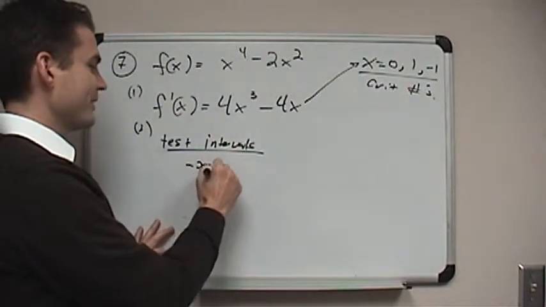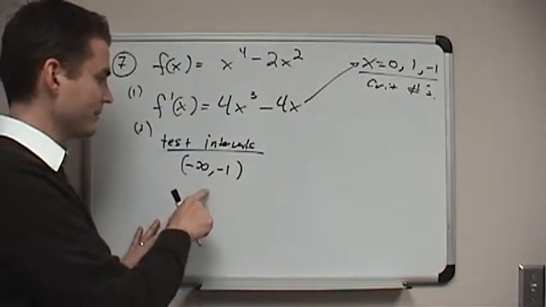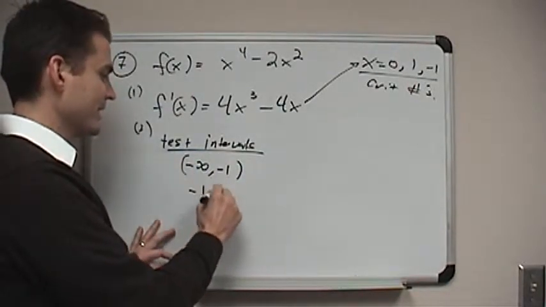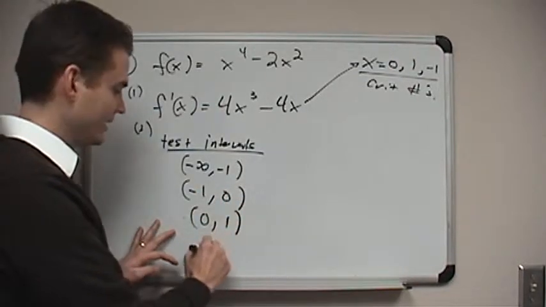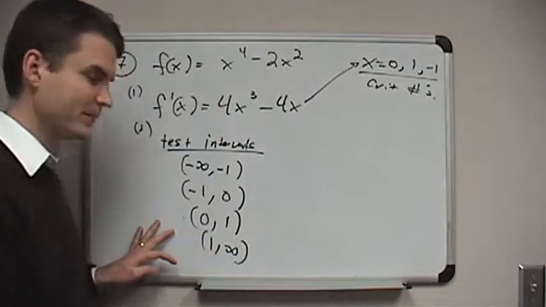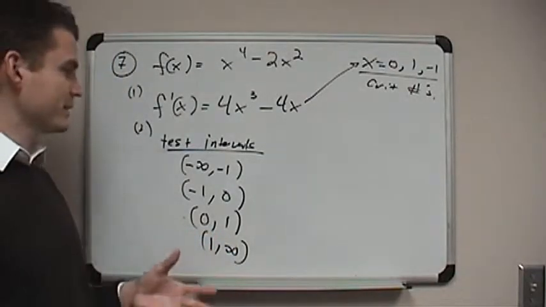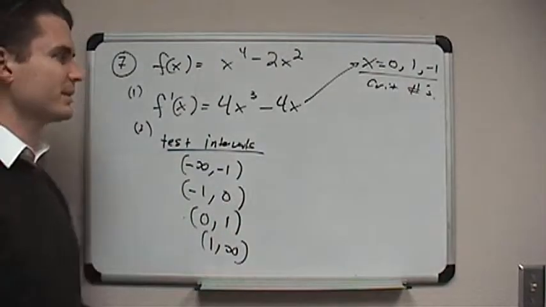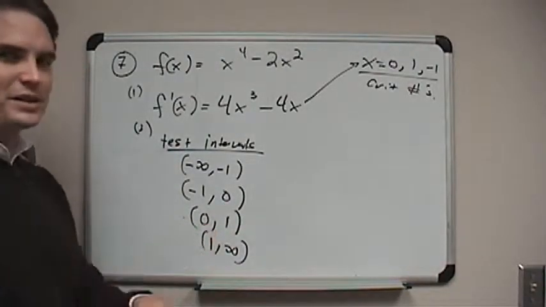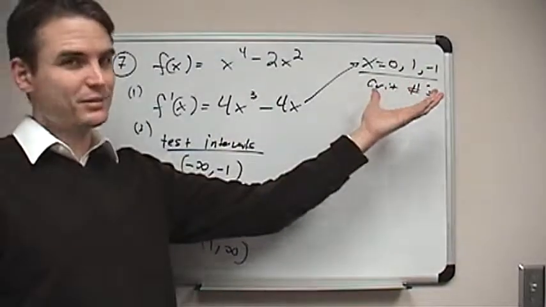We need to test everything to the left of negative 1. We need to test everything between negative 1 and 0, everything between 0 and 1, and everything from 1 to infinity. Okay, why those intervals? Well, these are the 4 intervals that are determined by those 3 critical numbers. Okay. So the function's not going to be increasing or decreasing at these 3 points.